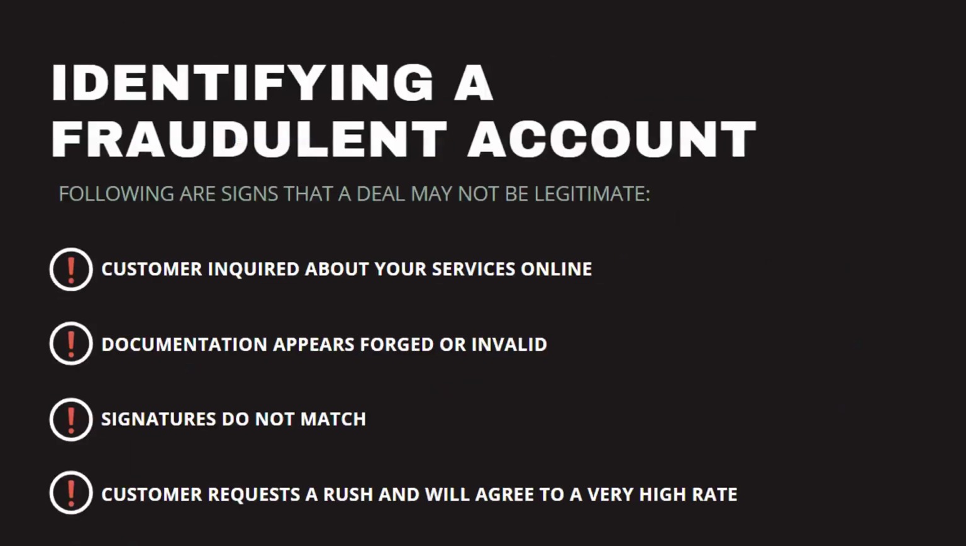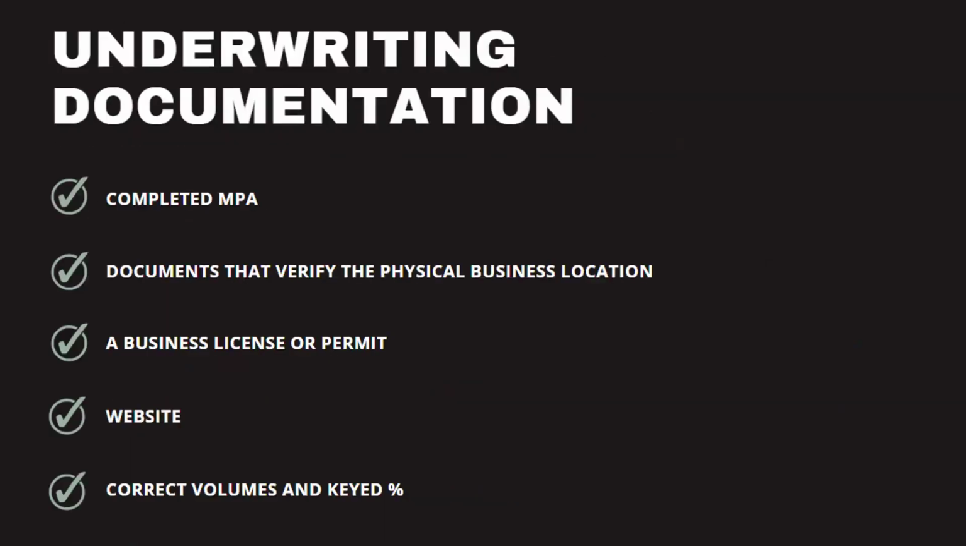So the documentation, excuse me. First and foremost, for our documentation, first step is to verify the business. We need the completed merchant processing application. We look for the completed MPA that includes the tax ID, correct business and ownership, owner information, ownership equity. It must be a minimum of 50%. It can be split up amongst multiple owners.